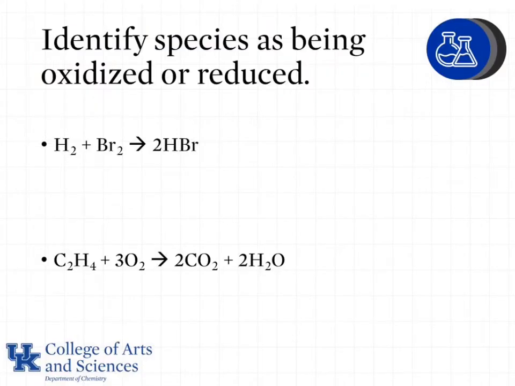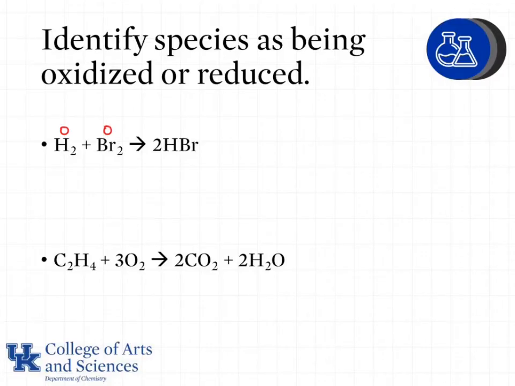Let's look at a couple of examples of reactions and determine which species are being oxidized or reduced. First, we need to assign oxidation numbers for every atom in the reaction. For hydrogen, it's a free element, so it has an oxidation number of 0. Bromine is also a free element, so it has an oxidation number of 0.